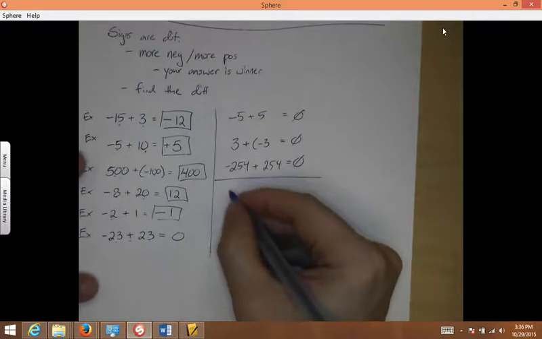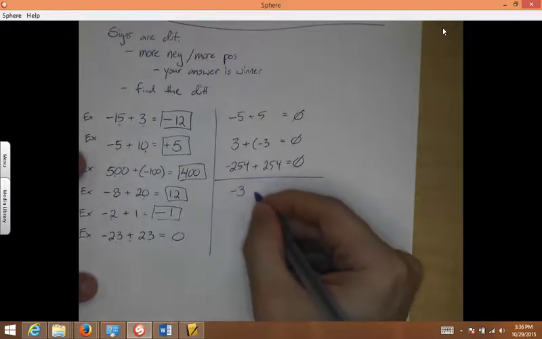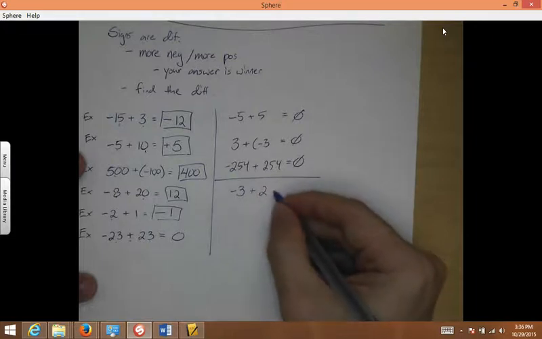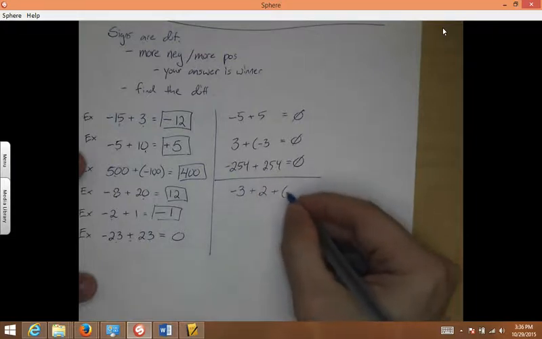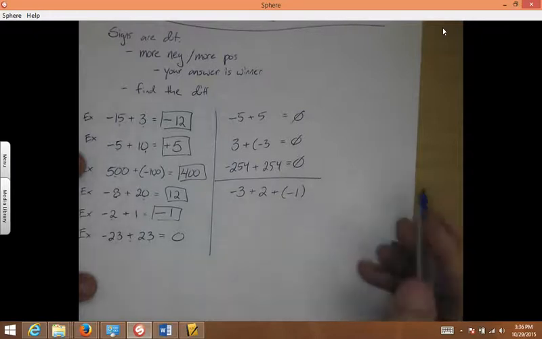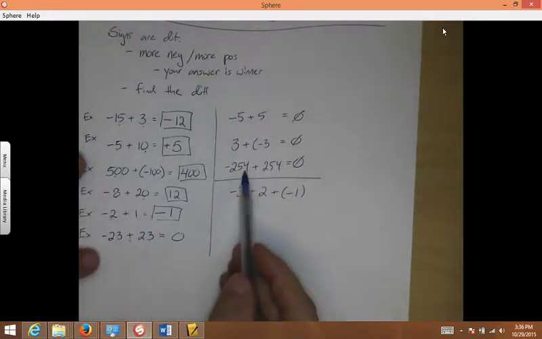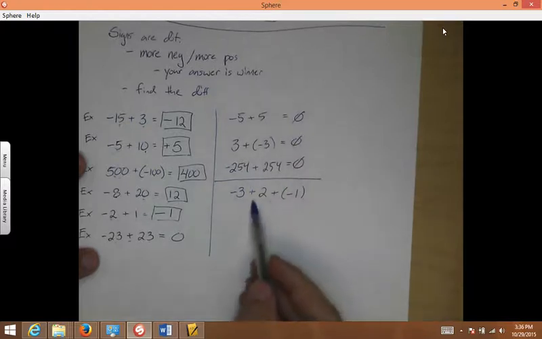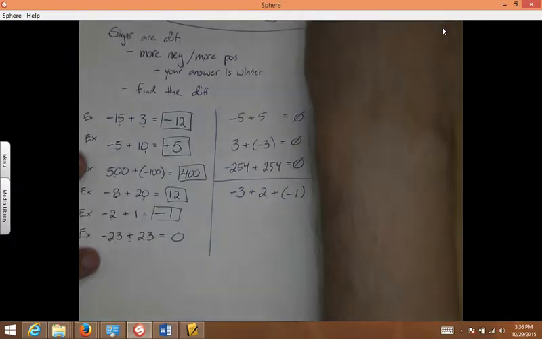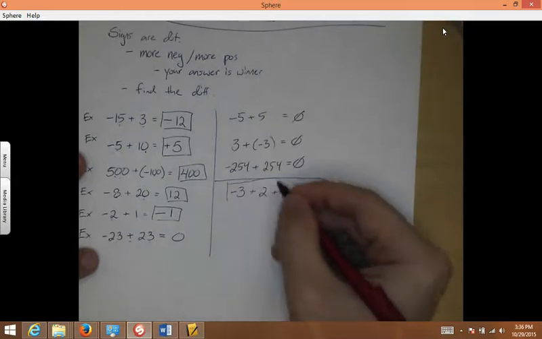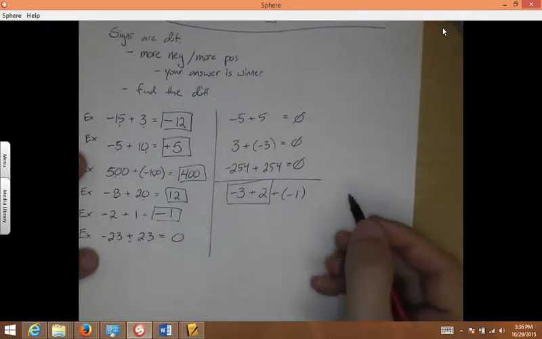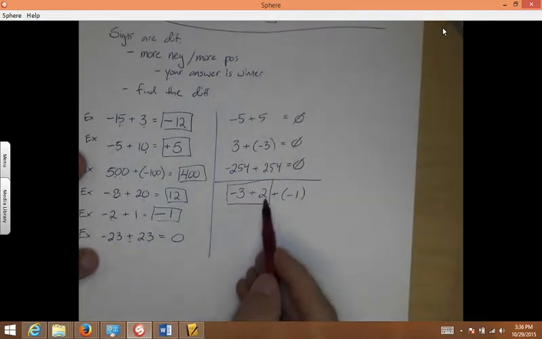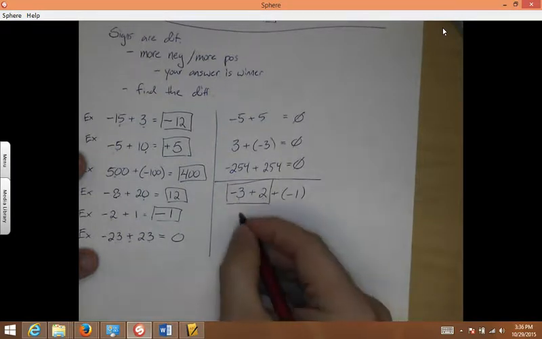Let's say we got something like, I don't know, negative 3 plus 2 plus negative 1. Okay. If you had any additive inverse pairs, you would turn them into 0. But I'm not seeing any of these pairs here at all. So just take it one step at a time. Just start at the beginning. I like to box in what I'm working with. So here I got negative 3 plus 2. Well, do I got more negatives or more positive? More negative. So I know the answer to this one is going to be negative.